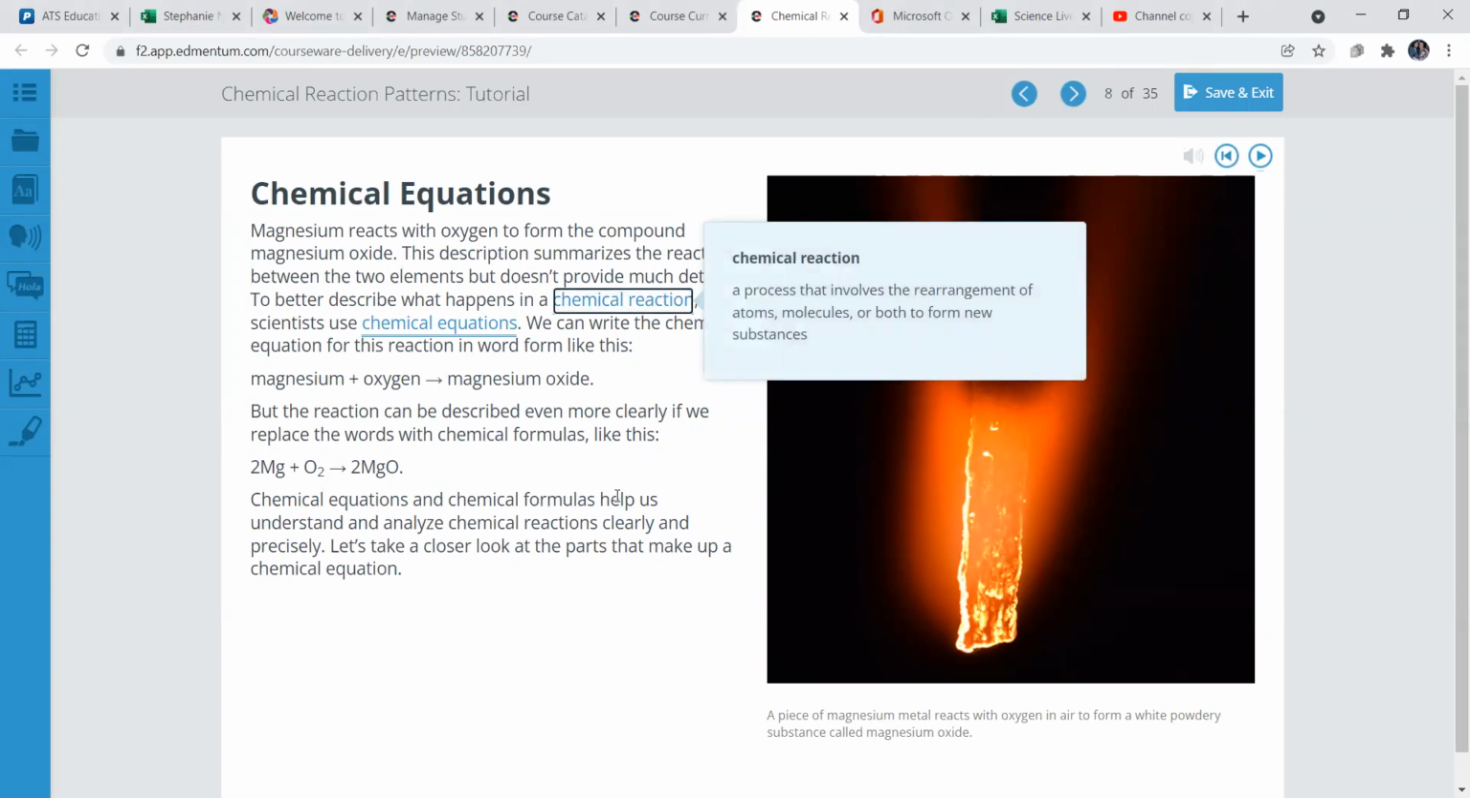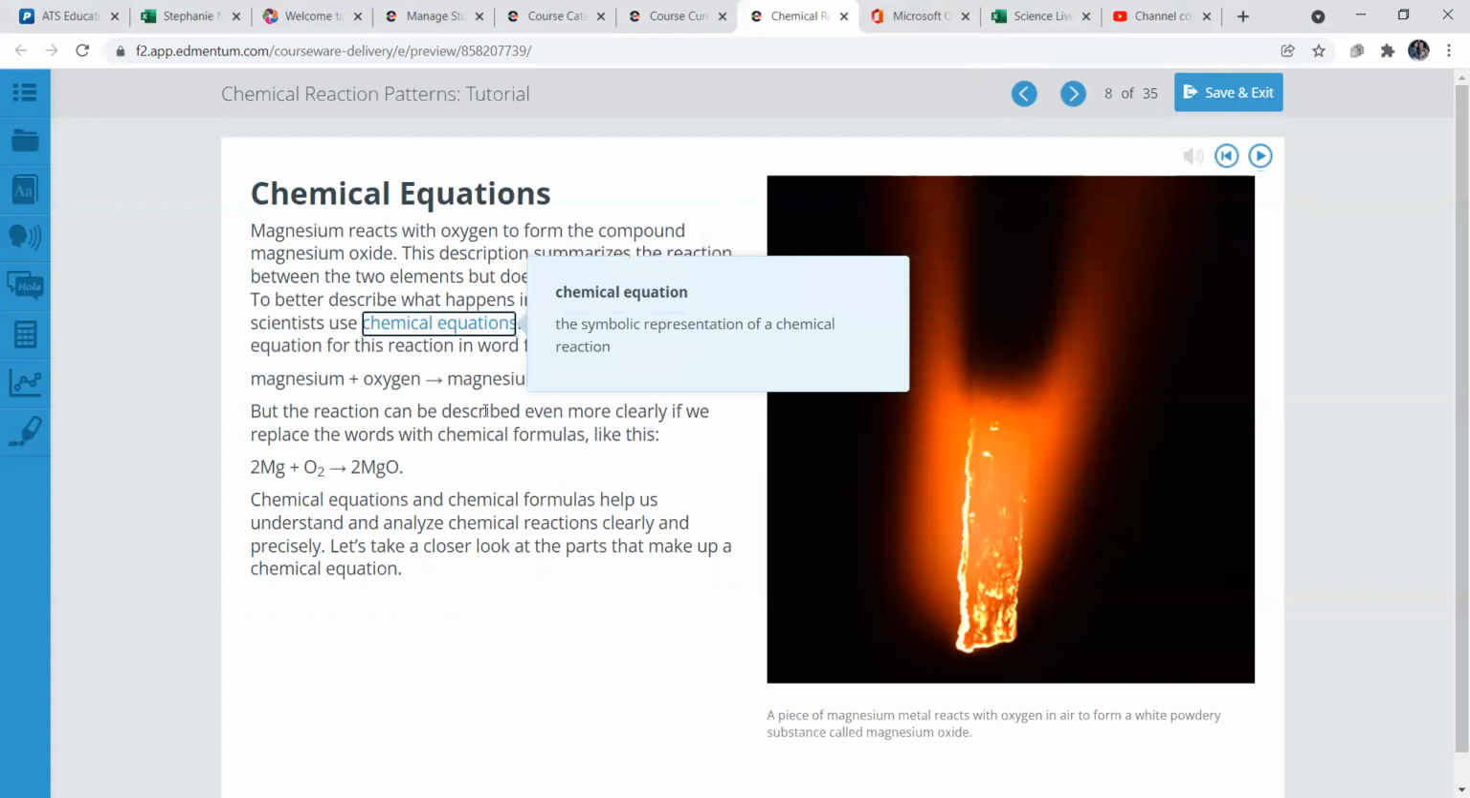First, if you go back to a couple other videos I've done, I've shown you some examples of chemical reactions, like cooking noodles and making toast. It's a cool chemical reaction. A chemical reaction is a process that involves the rearrangement of atoms, molecules, or both to form new substances. So the substance completely changes into something else.